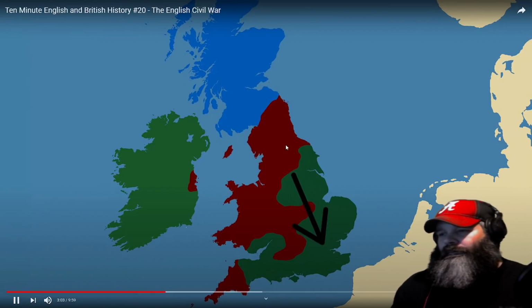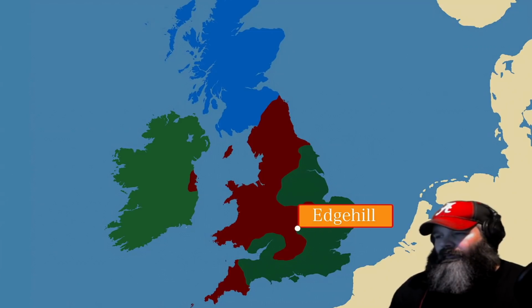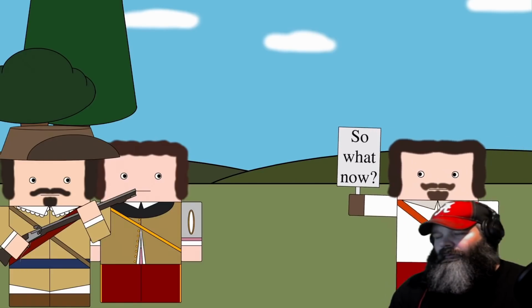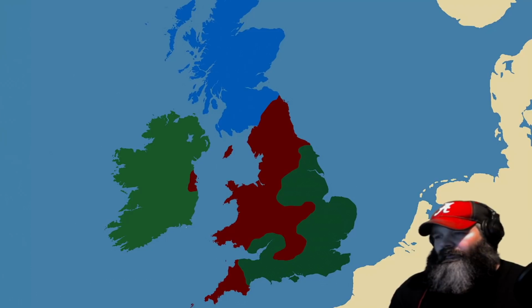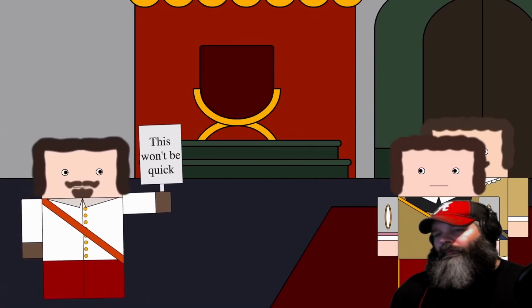Straight for London, where he was met by the Parliamentary Army led by Robert Devereux, the Earl of Essex, at the Battle of Edgehill. It was essentially a tie. After regrouping, Charles dithered on what to do next before resuming his march on London. By this point, the Earl of Essex had blocked the road there and Charles retreated, meaning that this wasn't going to be a short war.